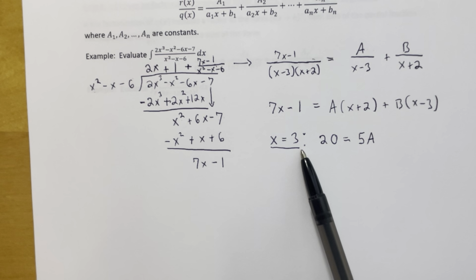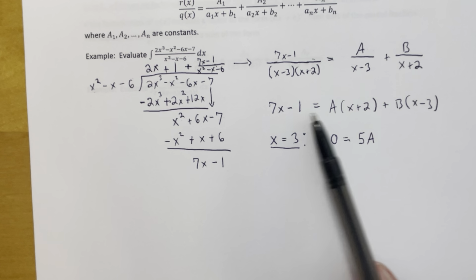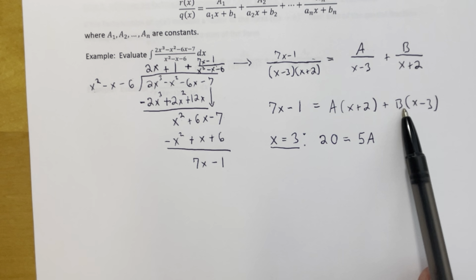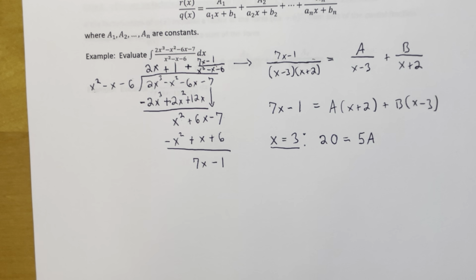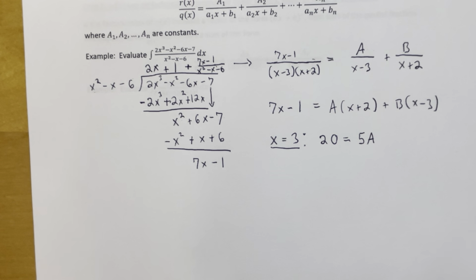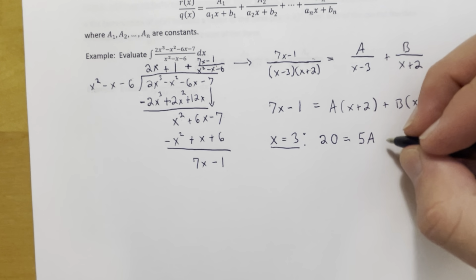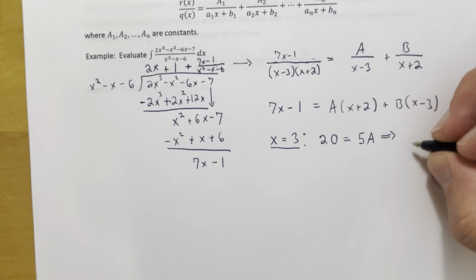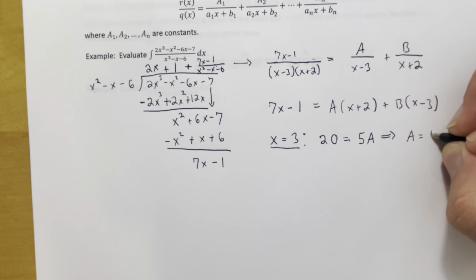That's the reason I chose the 3 in the first place, because here I have an equation with two unknowns, a and b. I want to get rid of one of those so that I can solve for the other. And by plugging a 3 in for x, I've gotten rid of the term that involves the b. So now I have 20 equals 5a. If I divide both sides by 5, I can see that a is equal to 4, okay?